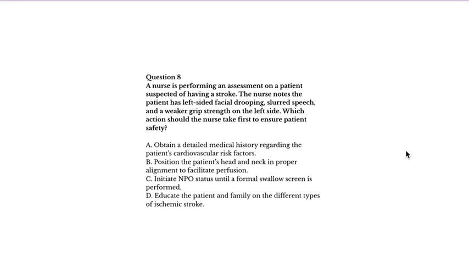Okay, let's go to question number 8. A nurse is performing an assessment on a patient suspected of having a stroke. The nurse notes that the patient has left-sided facial drooping, slurred speech, and weaker grip strength on the left side. Which action should the nurse take first to ensure patient safety?